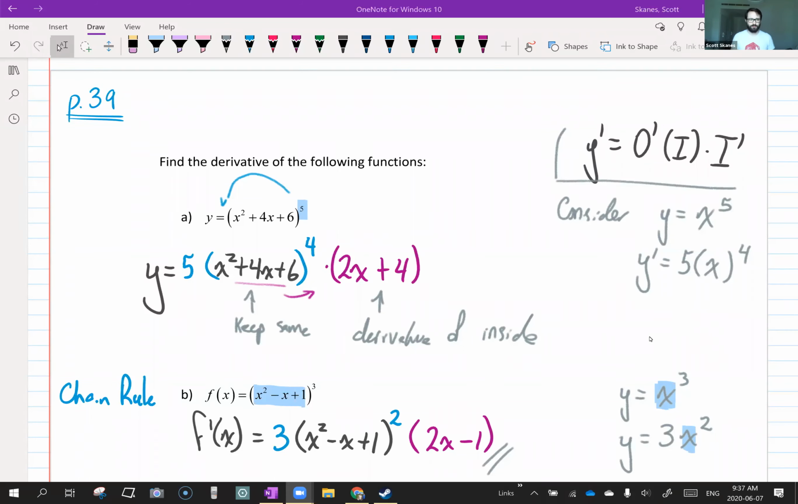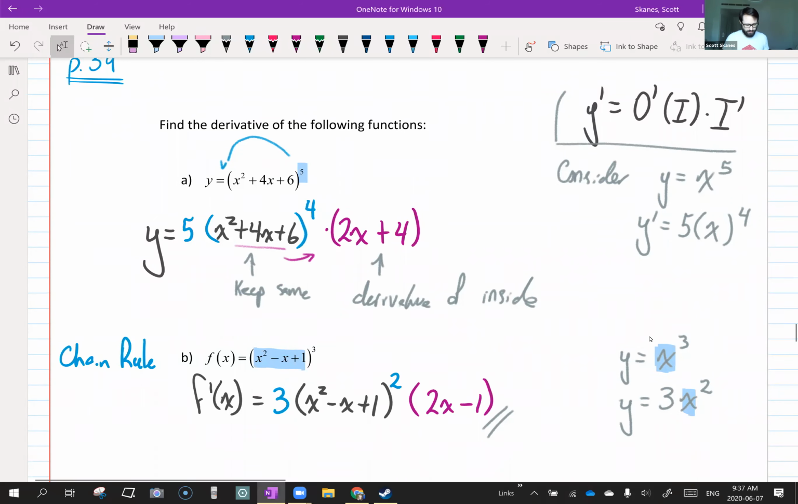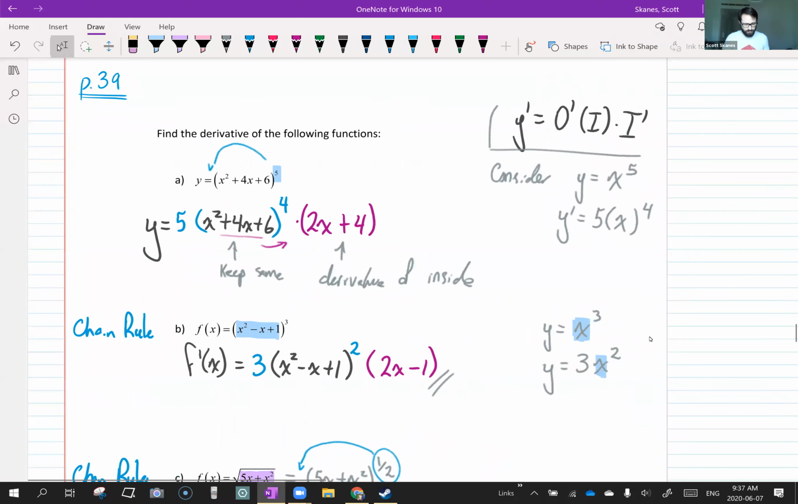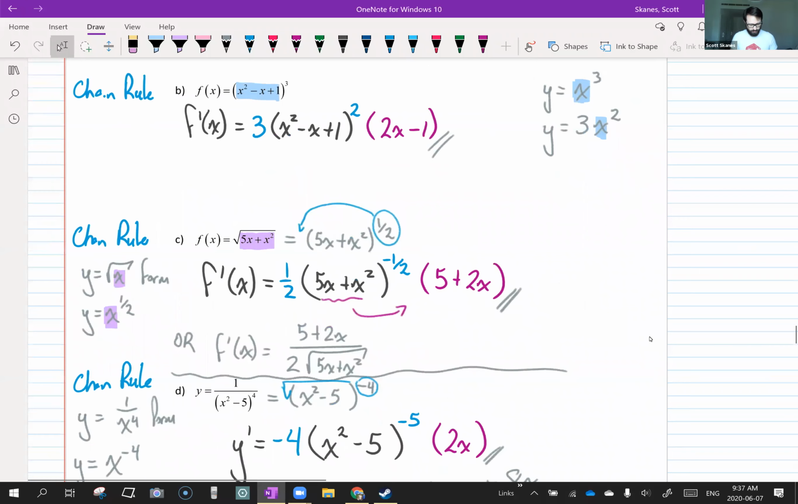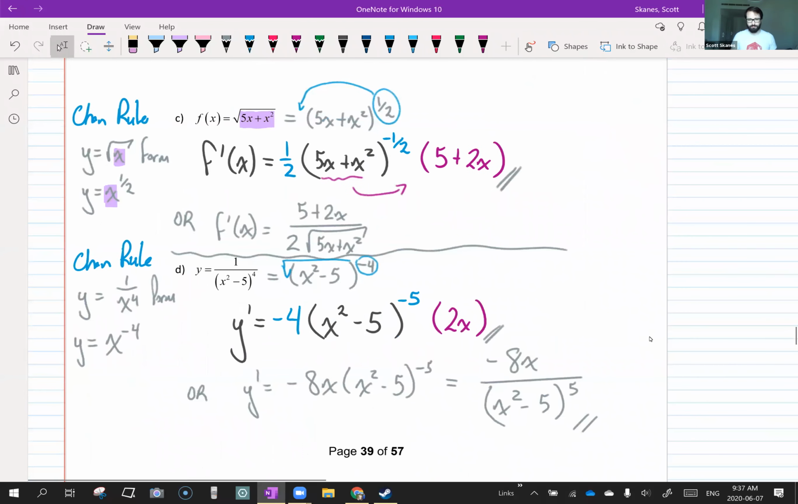Hello, derivatives 4, fourth class of derivatives. Right now I'm looking at page 39, which is the very last thing we did. I did this quickly, and it was the chain rule. So all of these questions here that we're looking at use the same basic concept.